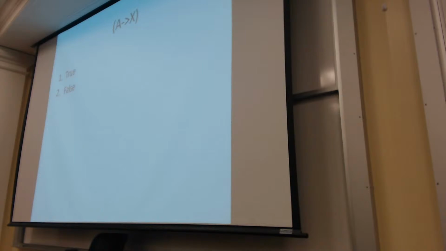8 is B and parentheses X or A, close parentheses twice. 10 is open parentheses, not A, or negation, new parentheses, X arrow Y, Y, and then close parentheses twice. Very good.